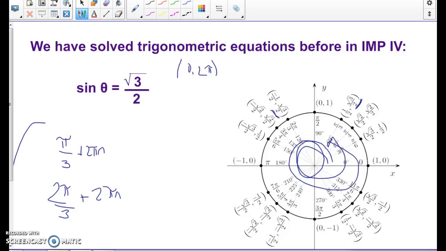So there would be my answer. Since I was not specific here and I just said solve, you add plus the 2 pi n. Not specific, assume it means infinite number of solutions.